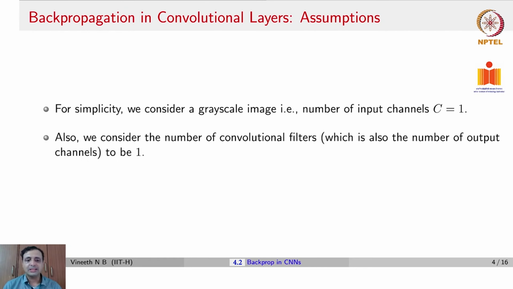To begin, let's assume a grayscale image. We assume that the number of input channels C is equal to 1. You should see that this won't affect the derivation per se; it just makes it simpler for explaining. Also, we're going to assume the number of convolutional filters to be 1, which means the depth of your output map will also be 1. But each convolution will follow the same procedure to be able to compute its gradients.